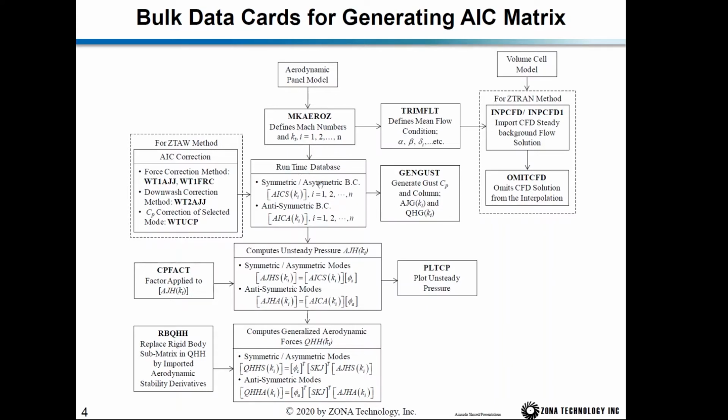After you generate the AIC, at this step, you can apply the Z-Tran to generate a corrected AIC. For the force correction method, the two cards called WT1AJJ and WT1FRC are used. For the downwash correction method, the card is called WT2AJJ. If you only want to correct the unsteady CP of selected modes, you use WTUCP. Meanwhile, if you want to generate the gust, you have to specify a GENGUST card, and this GENGUST card will generate the so-called QHG matrix.